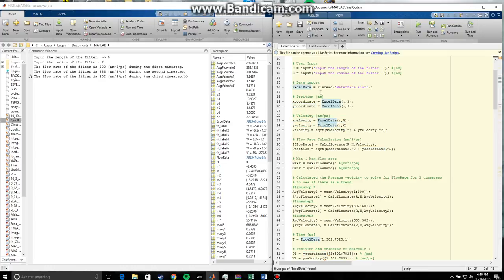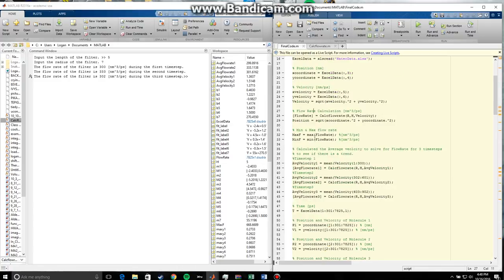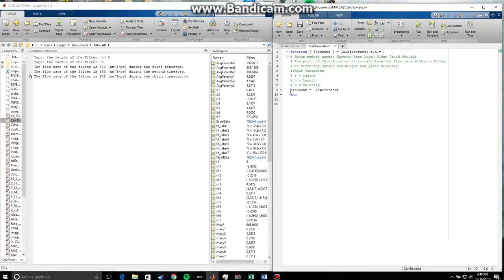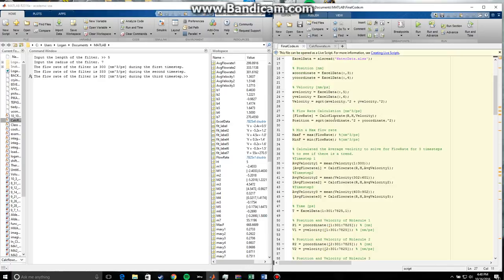Using just the Excel data, we're pulling all the data out and naming it so that we can use it for our code. Another equation used for velocity is just the x velocity squared plus y velocity squared, and take the square root. That's just basic physics. And down here is the first time we use our function, calc flow rate. Whenever you go in, it's just the equation for flow rate. It's pretty simple, nothing too crazy, but we do call on that function.